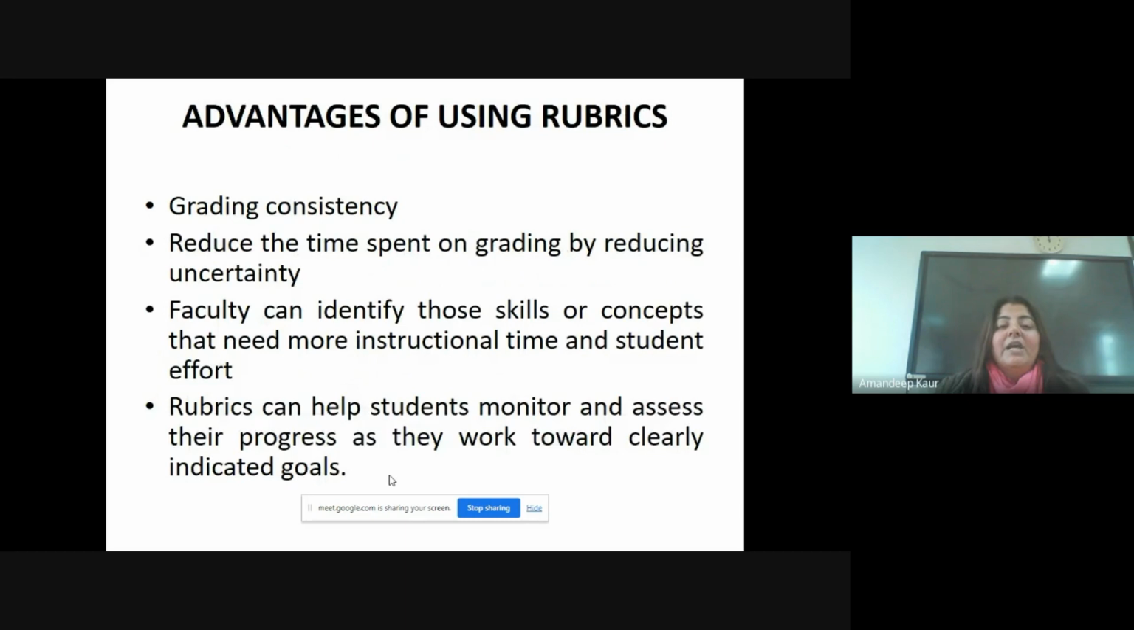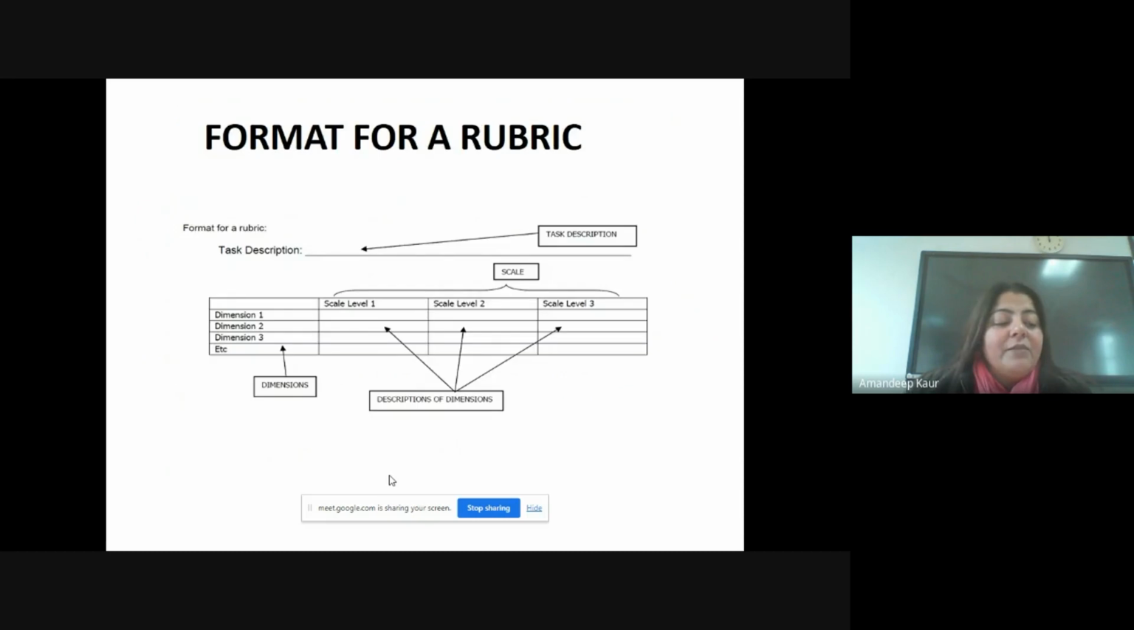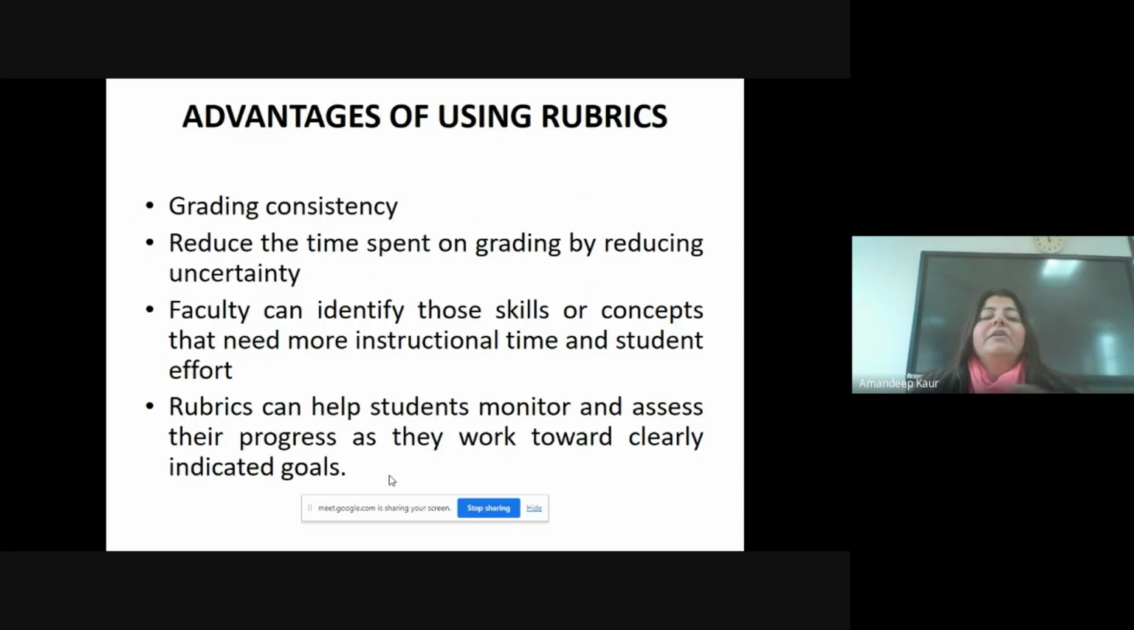It means that with the variety of students available, their performance level varies. So we need a variety of tools to be used in a classroom environment. So these are certain advantages of the rubric. The very first one is grading consistency. So what do we mean by grading consistency?